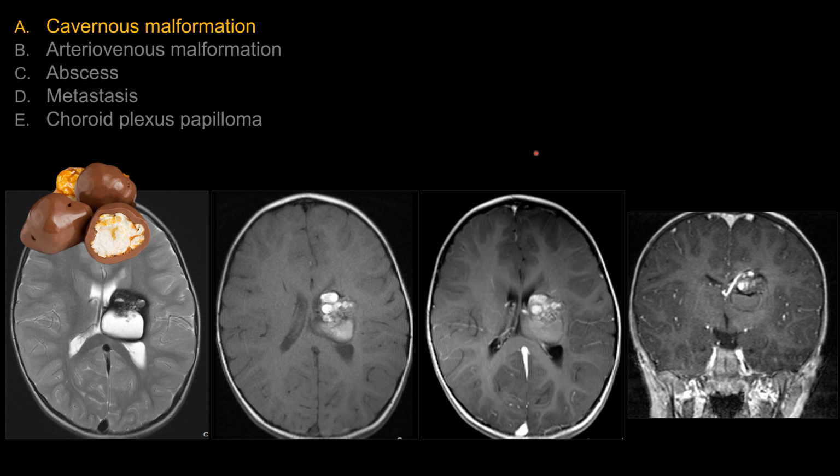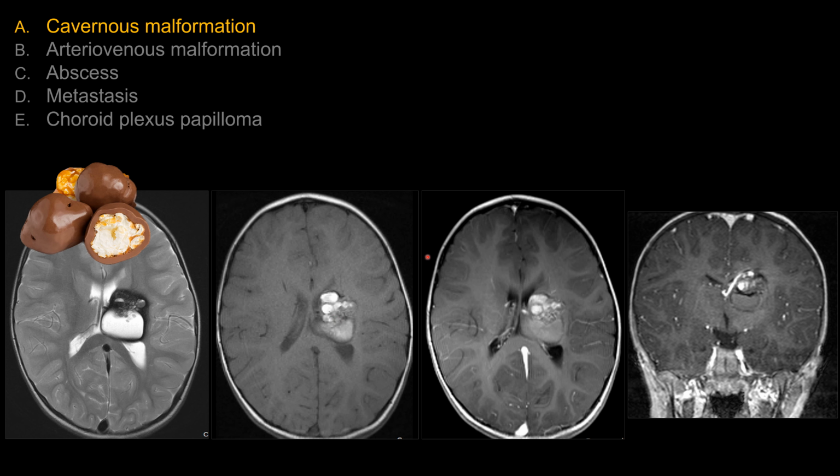What about other choices that's not as good for this case? Let's look at AV malformation, choice B. In order for me to make the diagnosis, at least on board exam, I should show you the one that was a definitive feeding artery and draining vein with nidus. So those tangle vessel in between. And we definitely don't see that here. So choice B is not it.